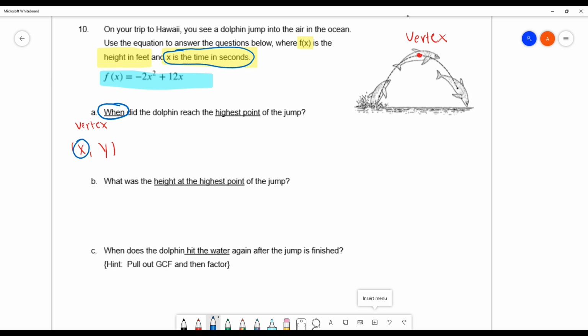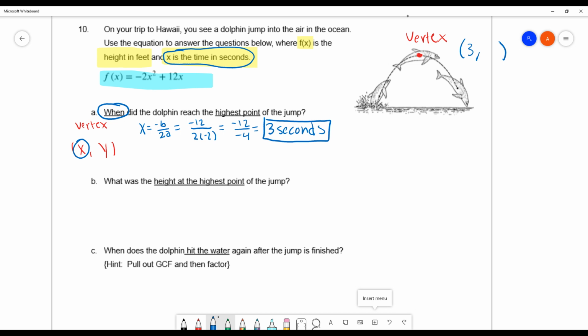My equation's in standard form, so we're going to do x equals negative b over 2a, which in this case is negative 12 over 2 times negative 2, which will be negative 12 over negative 4, which is just 3. Since it's asking when, we're going to say 3 seconds, and this is my answer. It takes 3 seconds for the dolphin to reach its highest point. Another way of thinking about that is my vertex's x-coordinate is at 3.